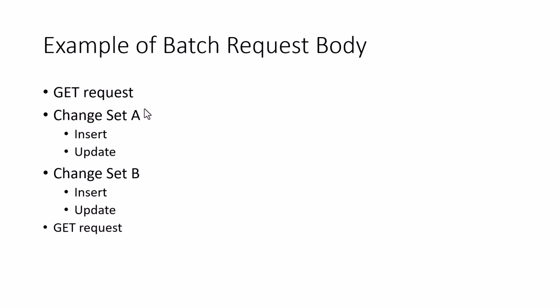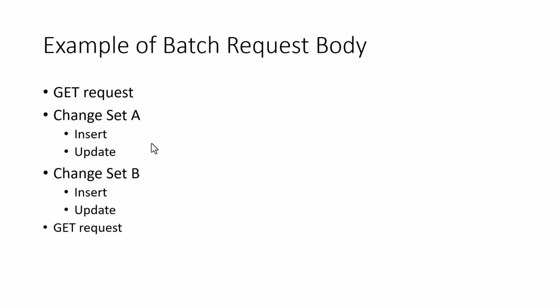Now the thing with the batch request is it is all or nothing in the change set. So if one operation in a change set fails, then the whole change set will fail. That's one of the advantages of batch operations: you can do transactions by putting all these operations within a change set.